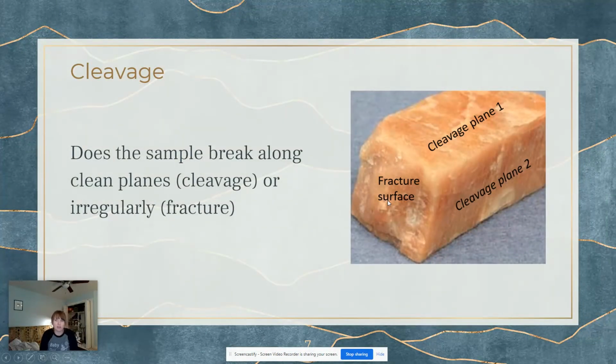Right. We can also look at the cleavage of a sample. So does the sample break cleanly along planes? That's called cleavage, or fracture irregularly. So this is similar to crystal structure. So if something breaks at a certain angle, it has 2 different cleavage planes that come together. Some minerals like mica come in sheets, really, really thin sheets. Other minerals don't cleave at all. They just fracture roughly. So that's another good indicator of what kind of mineral we're dealing with.